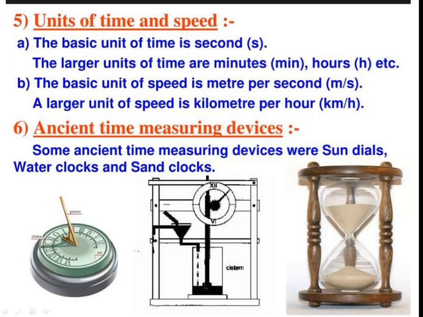Units of time and speed. The basic unit of time is second. Larger units of time are minutes, hours, etc. The basic unit of speed is meter per second. A larger unit of speed is kilometer per hour.